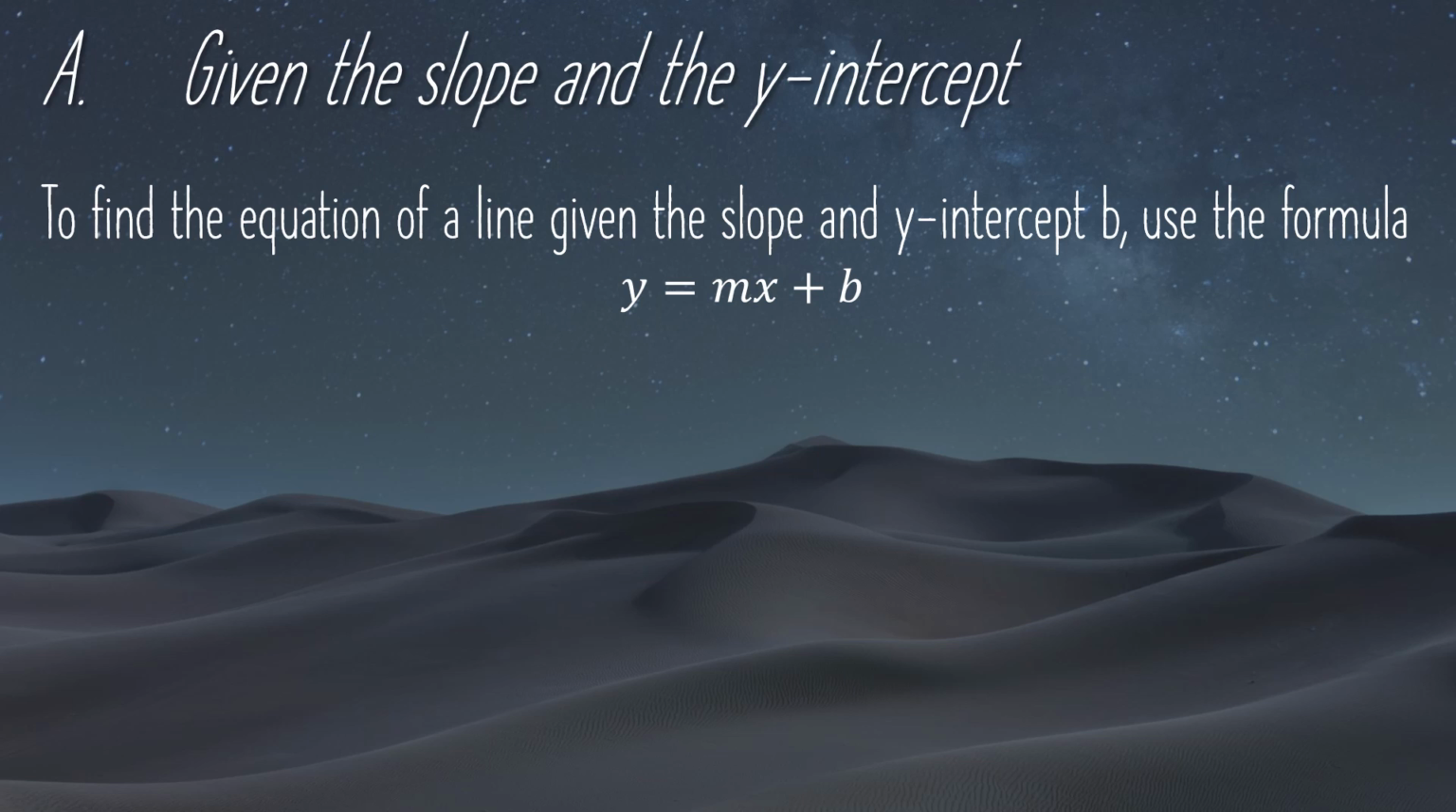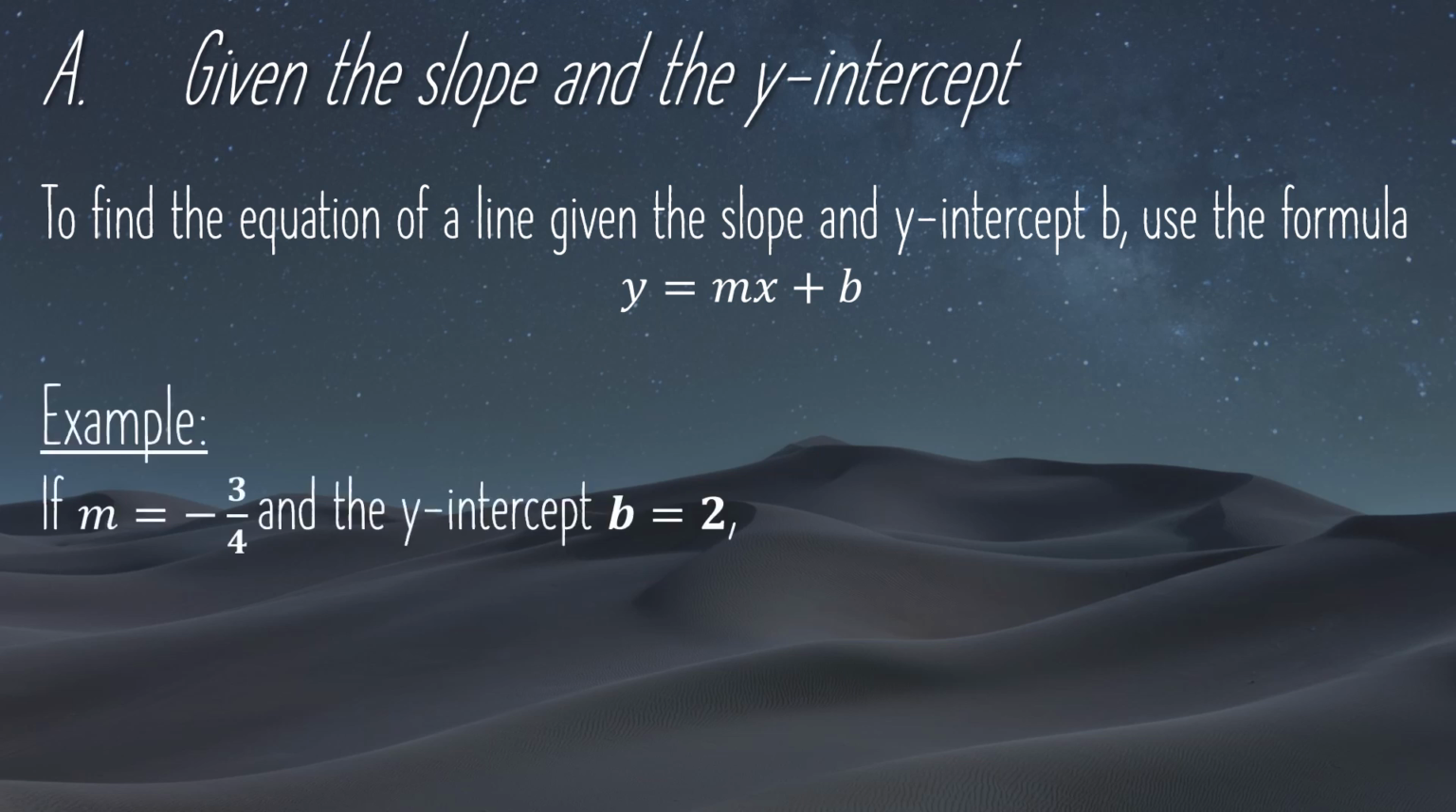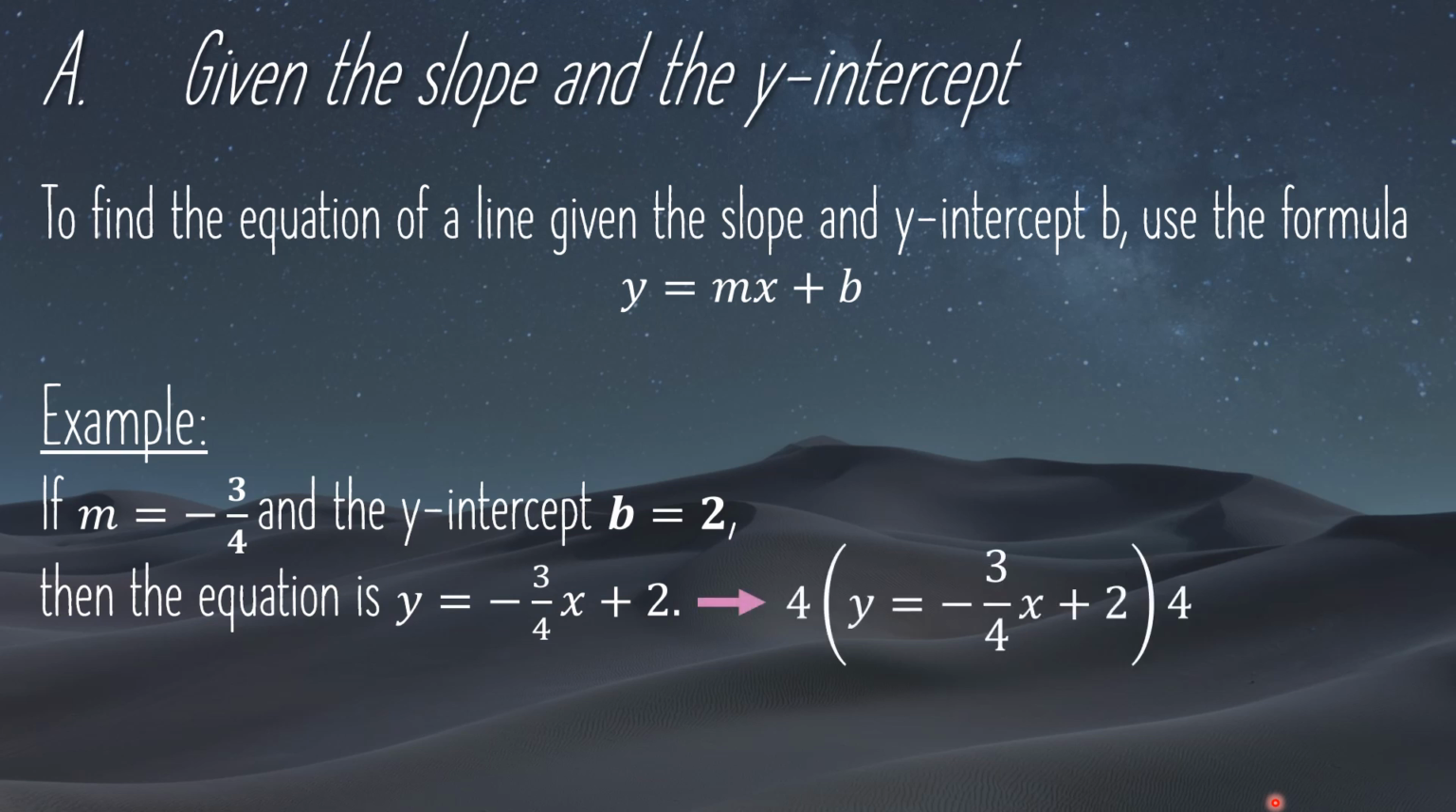Another equation or example, if m is equal to -3/4 and y-intercept b is equal to 2, then the equation is y equals -3/4 x plus 2. Or pwede nating alisin yung denominator ng -3/4 na fraction by multiplying the whole equation by the denominator 4. So this will now become 4 times y, 4 times -3/4 x, and 4 times positive 2.